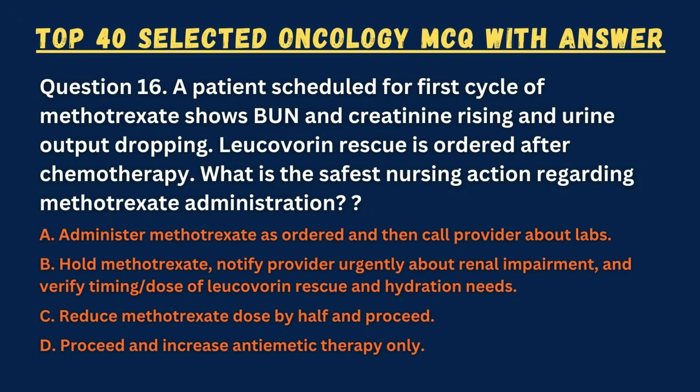Question 16. A patient scheduled for first cycle of methotrexate shows BUN and creatinine rising and urine output dropping. Leucovorin rescue is ordered after chemotherapy. What is the safest nursing action regarding methotrexate administration? A. Administer methotrexate as ordered and then call provider about labs. B. Hold methotrexate, notify provider urgently about renal impairment, and verify timing or dose of leucovorin rescue and hydration needs. C. Reduce methotrexate dose by half and proceed. D. Proceed and increase antiemetic therapy only.